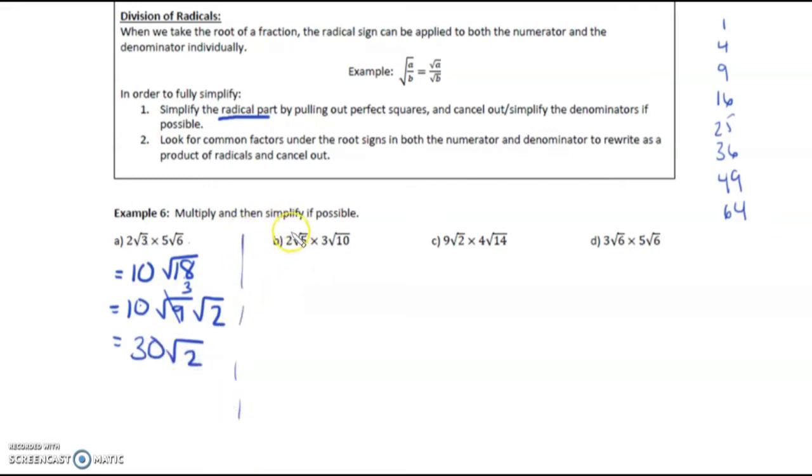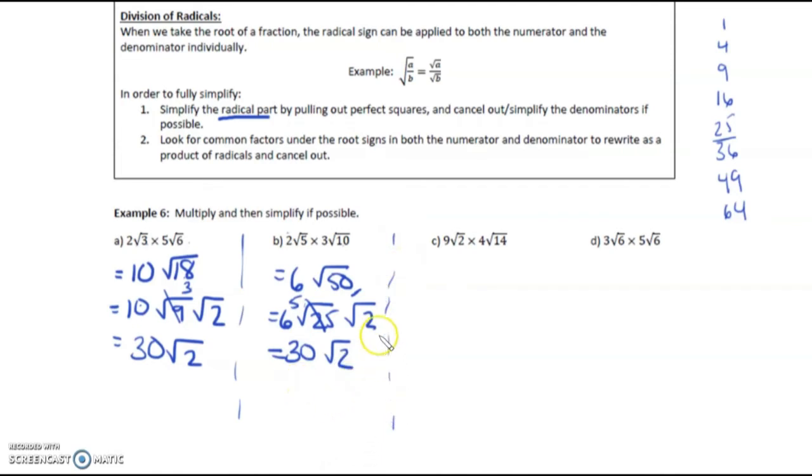Okay, next one. 2 times 3 is 6, and 5 times 10 is 50. So we get 6 root 50. But 50 can break down and simplify a little bit more. We can break 50 down into root 25 times root 2. Root 25 is 5. So 6 times 5 is 30 root 2. And that's the simplest form.